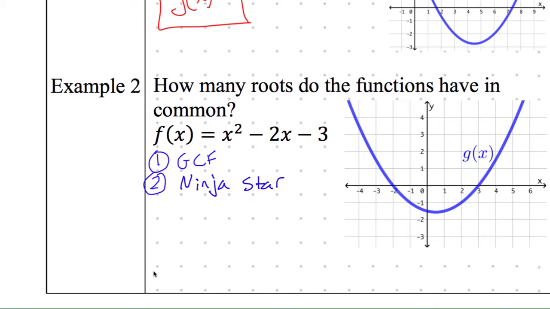So I need a quiet raised hand. Tell me what the GCF, the greatest common factor of each of these 3 terms. What's the GCF of those 3 terms?